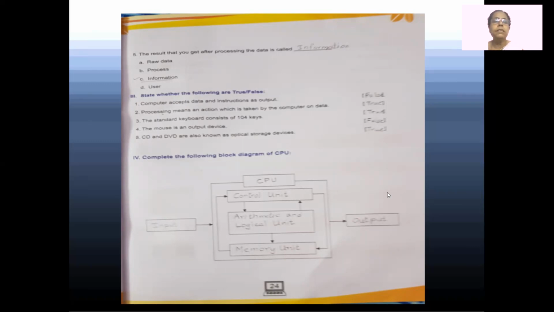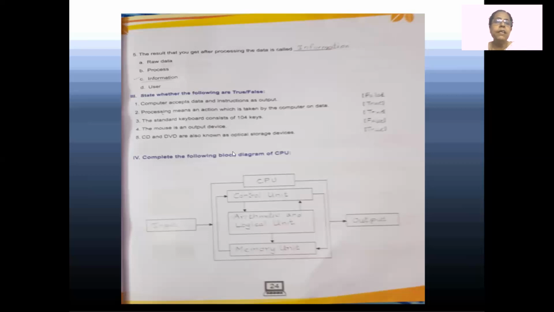Second one, process means an action which is taken by the computer on the device. Yes, the computer takes the actions, so it is processing. That's true. Third one, the standard keyboard consists of 104 keys. Yes, a standard keyboard consists of 104 keys. True. Fourth one, the mouse is an output device. Wrong. I use the mouse to point to anything, to select anything. That's an input device. So the answer should be false.